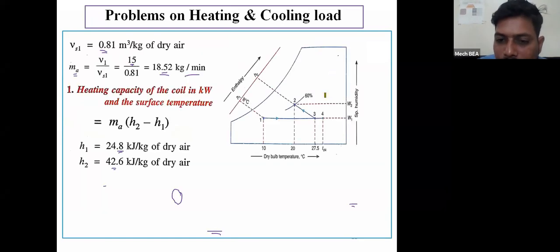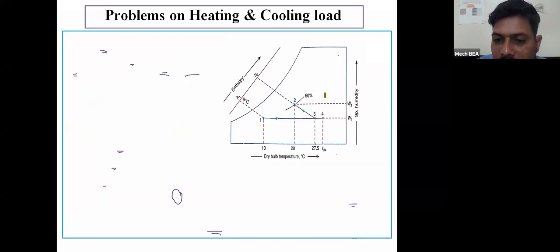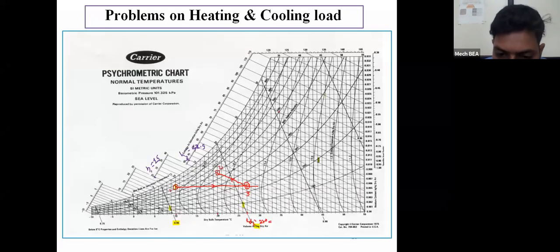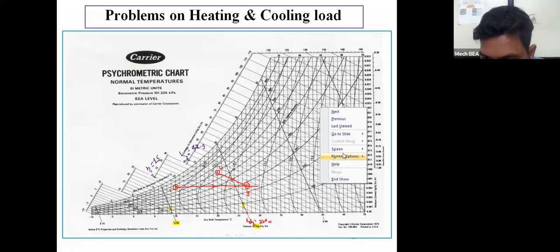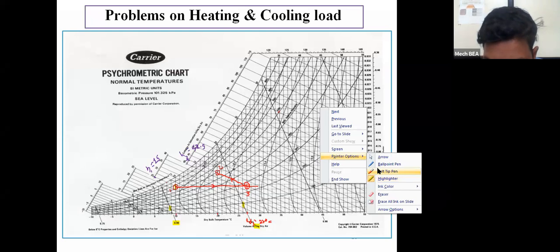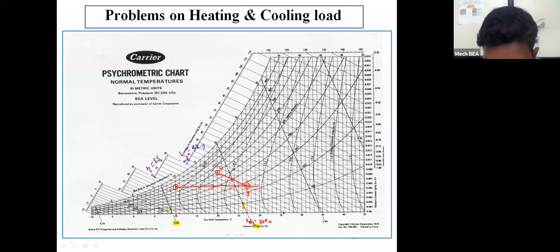So after getting that value, 35.7 degrees centigrade, I will locate that point number 4. 35.7 degrees centigrade means this value. So here my point number 4 will be this point. I have to draw the straight line from point number 1 to 3 up to point number 4.